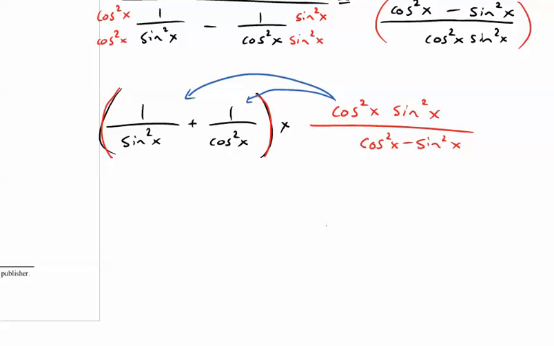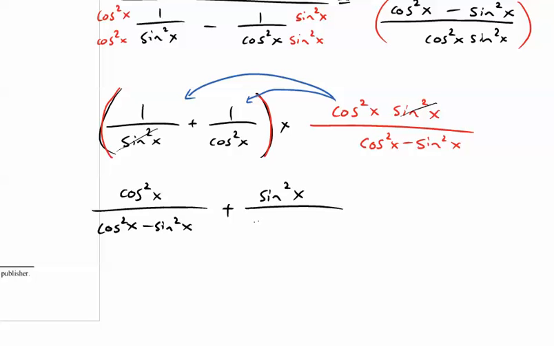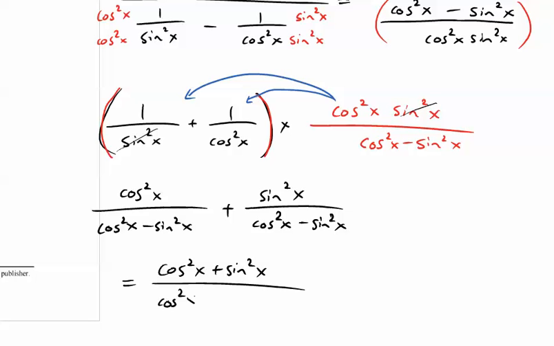And if I expand that, then I get, let's see, the sine squareds would cancel on the first term, so I would get cos squared over cos squared minus sine squared. And the cos squareds would cancel on the second term, leaving me with sine squared over cos squared minus sine squared. And now I've got a common denominator, so that's all nice and good. On the top I'd have cos squared plus sine squared over cos squared minus sine squared, which is looking very similar to the last method.